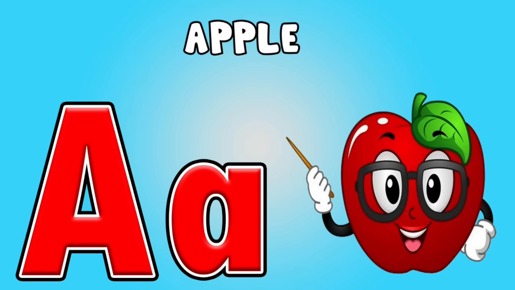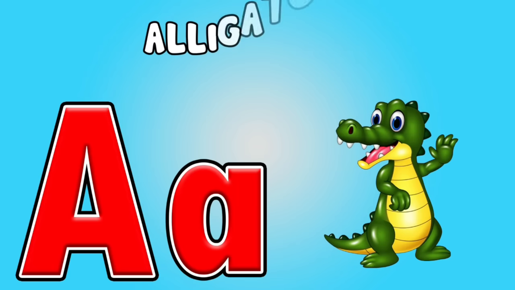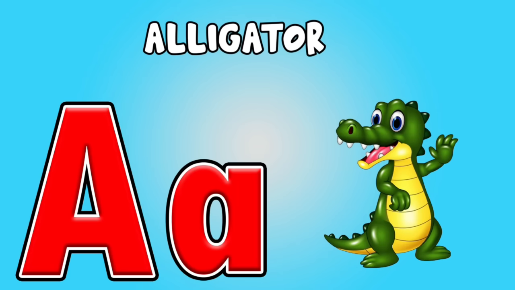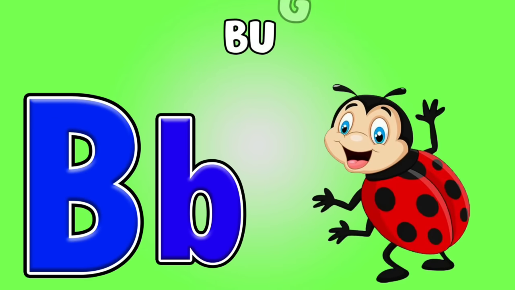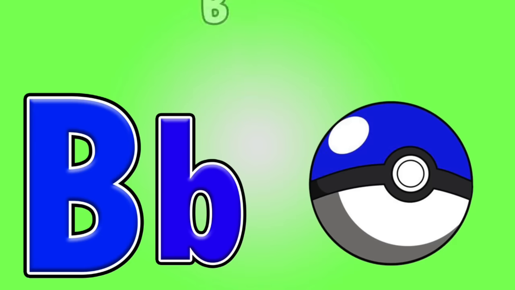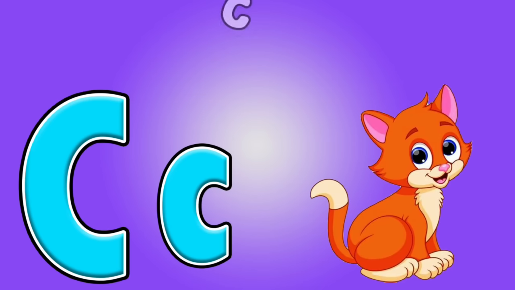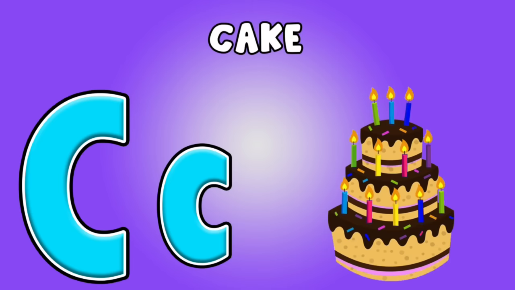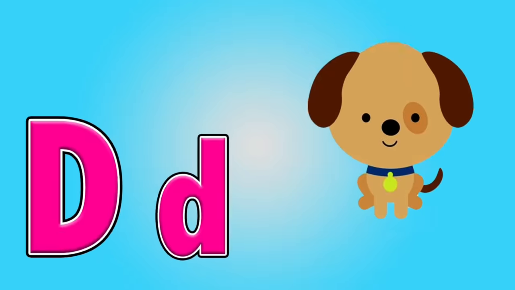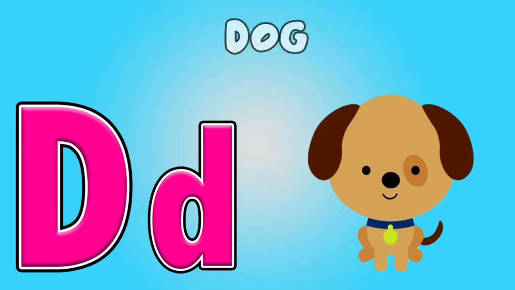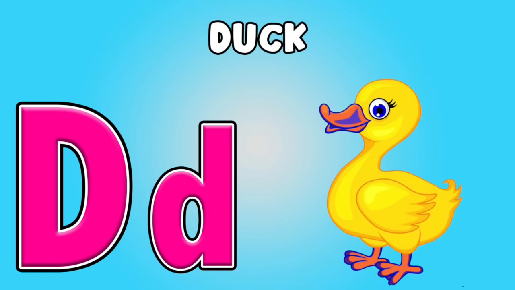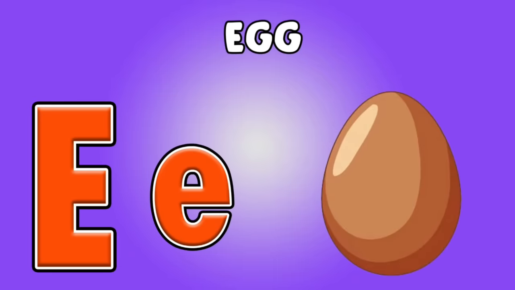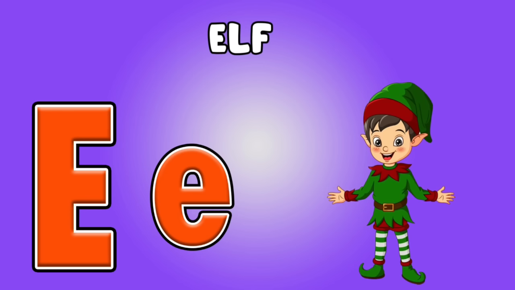A, apple. A, alligator. B, bug. B, ball. C, cat. C, cake. D, dog. D, duck. E, egg. E, elf.